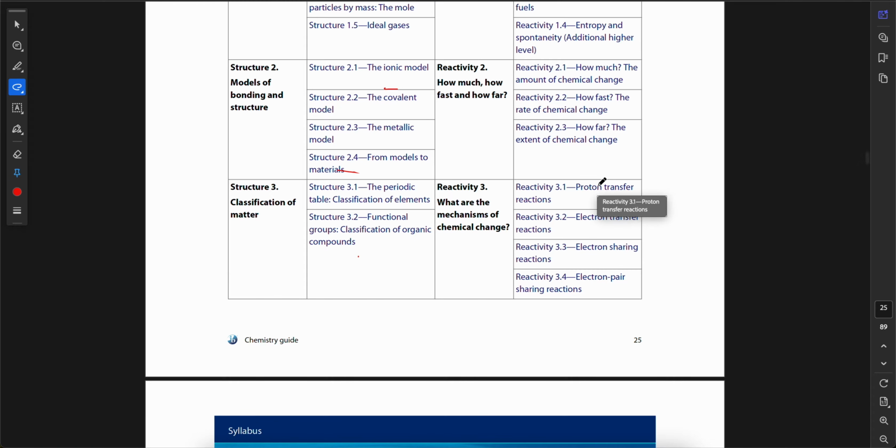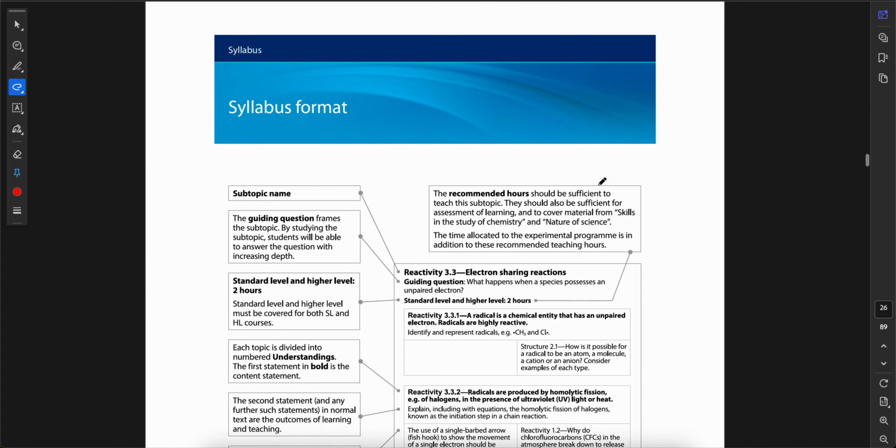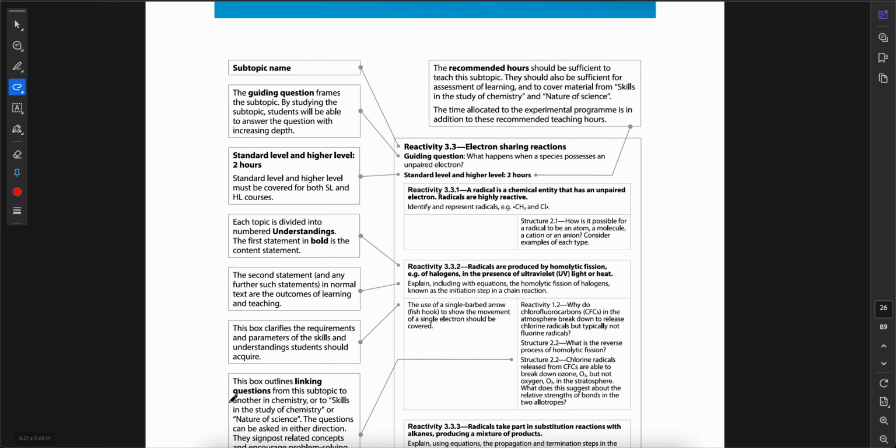And the last one covers proton transfer reactions, electron transfer reactions, electron sharing reactions, and electron pair sharing reactions, focusing on different types of chemical reactions and how they involve the movement of protons and electrons. These are the 6 themes that IB has for the new IB Chemistry syllabus. So these are the explanations of the content and how the subtopics are presented, okay?